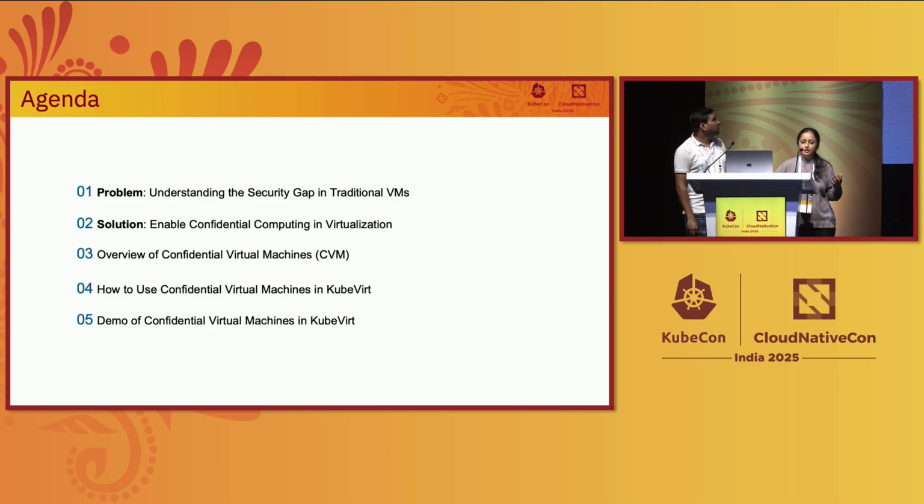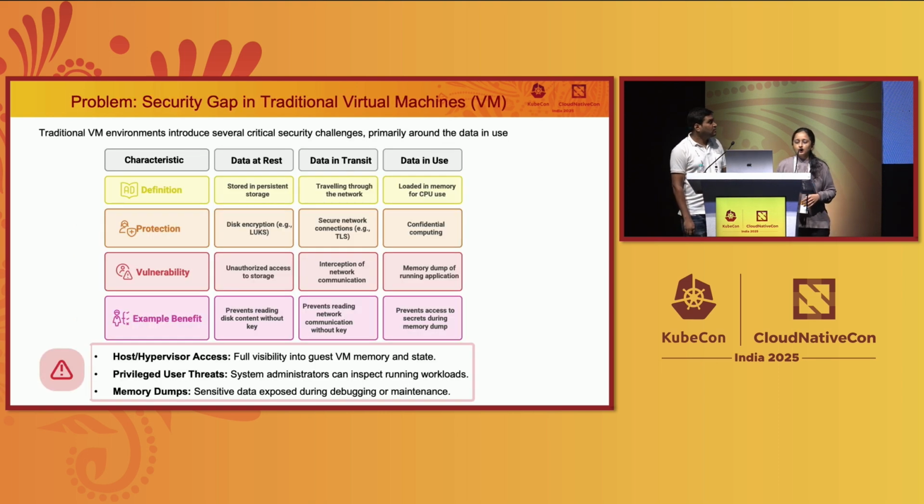So our agenda goes like this. We're going to explain the security gap that we have today with the traditional VM, which establishes the need for a confidential VM, and we'll go about showing you how to create a confidential VM with KubeVirt. The current traditional VMs pose a lot of security risks in terms of securing, isolating and managing your data.